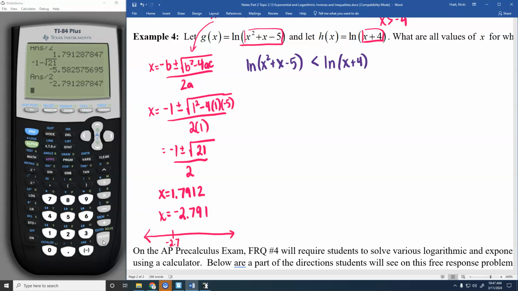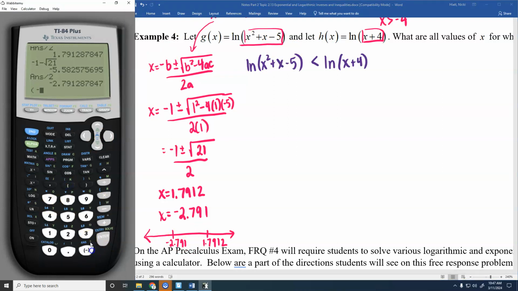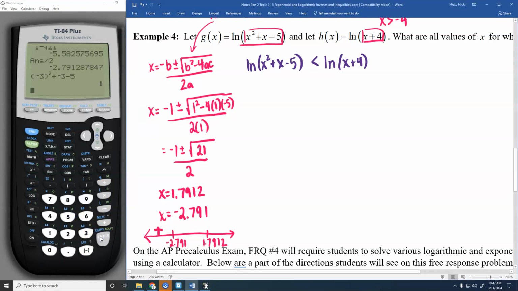And so we really need to think about a sign line for this. We haven't even started solving the problem yet, which is why this one was so bad. Because this won't factor, I wouldn't do a sign chart for it. I would just plug back into the original. So if I've got negative 2.791, I want to pick a number smaller than that, so probably negative 3. And if I type in negative 3 squared plus negative 3 minus 5, I will get 1, which is a positive number, which is what we want.